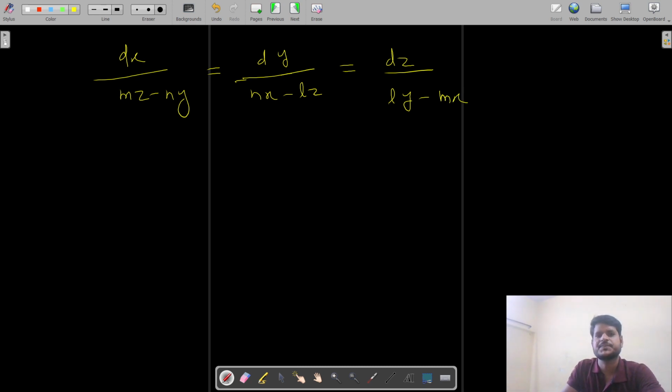Right? Now here we will use a different technique to solve this problem. Here we use the concept of multipliers. Okay. Now the multipliers I am taking here: P1 is equal to l, Q1 is equal to small m, and R1 is equal to small n.